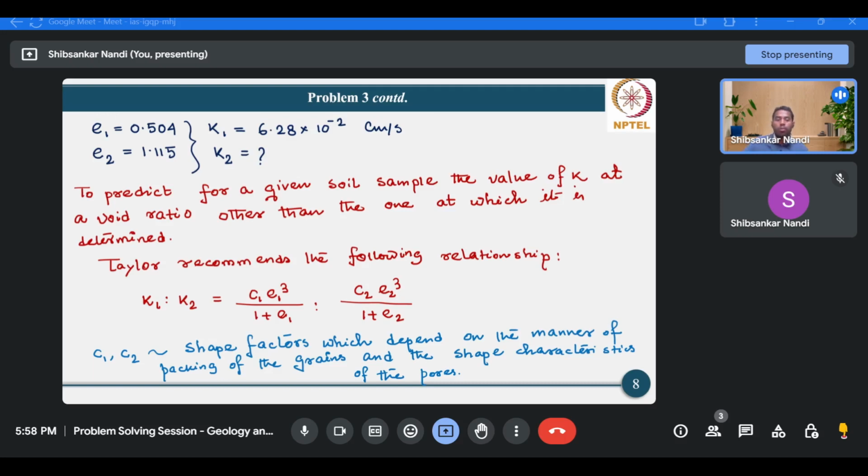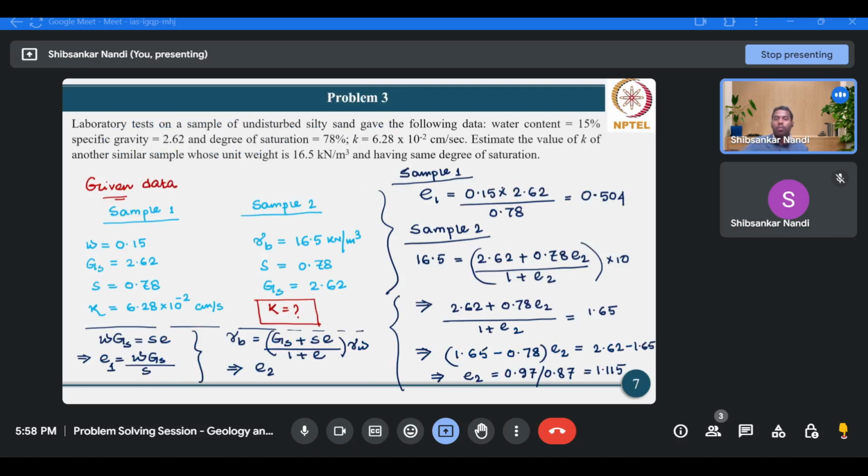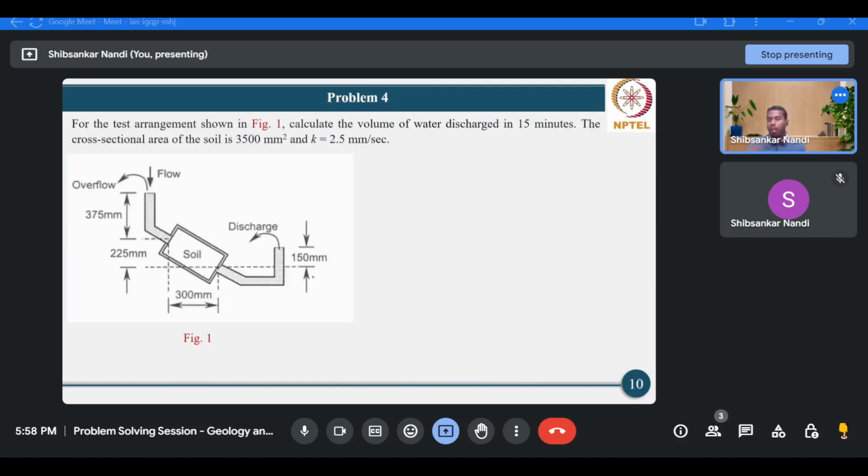Okay, so based on this relationship, we have calculated the hydraulic conductivity for sample 2 as 0.48 centimeter per second, where the hydraulic conductivity value for sample 1 was given as 6.28 into 10 to the power minus 2 centimeter per second. Okay, so if it is okay from your end, then we can take the next problem, problem 4.